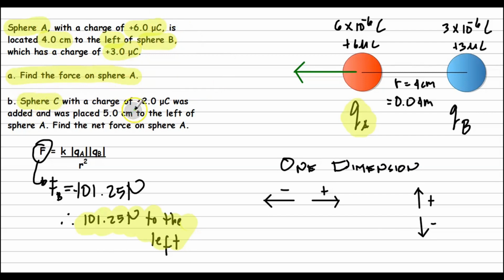Now, what if sphere C with a charge of positive 2 microcoulomb was added and was placed 5 centimeters to the left of sphere A? Find the net force on sphere A.